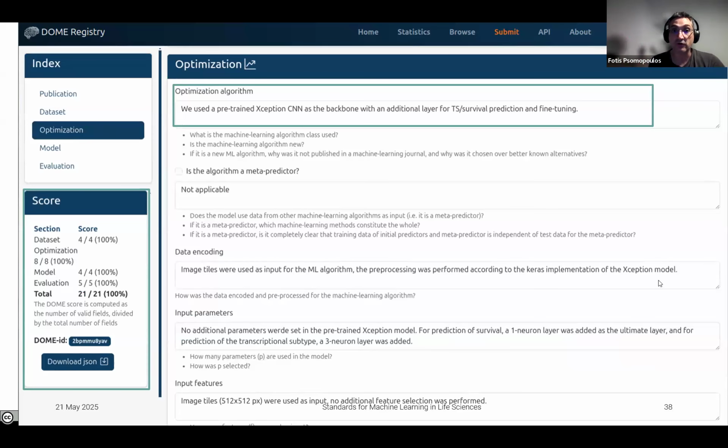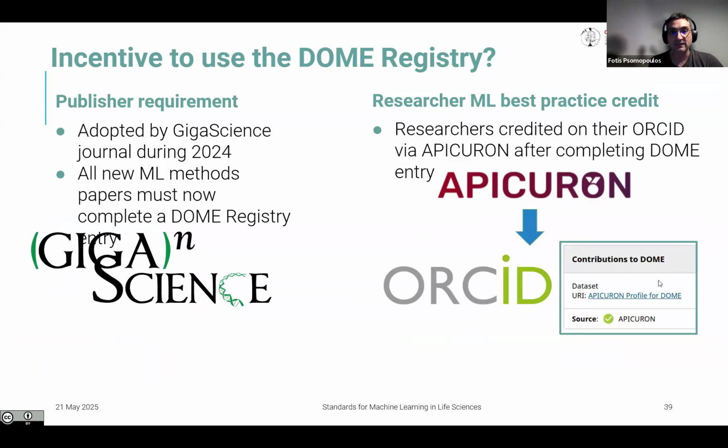So we have kind of a scoreboard based on those. The important part is that this was actually picked up by GigaScience in 2024. So if anyone tries to submit a machine learning method to GigaScience for acceptance, they will be asked in the submission process to upload the corresponding report under the DOME registry, so that they actually need to think of those things together.